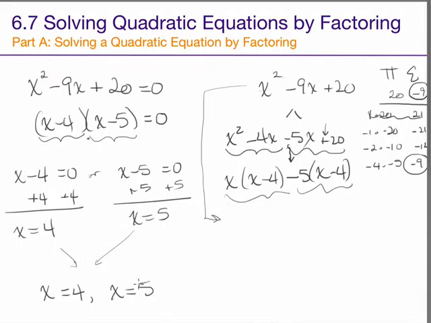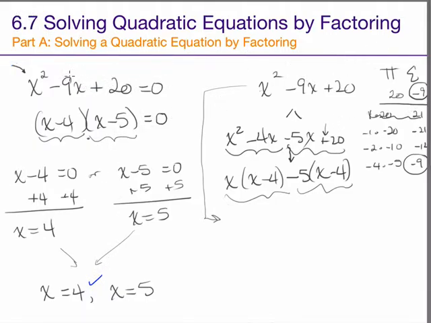To check your answer, it might be a good idea to put it into the original equation. What if I factored it incorrectly? If x is 4, then this becomes 4 squared, which is 16. And 9 times 4 is 36, plus 20. 16 minus 36 is negative 20, and negative 20 plus 20 does in fact equal 0. So 4 works.